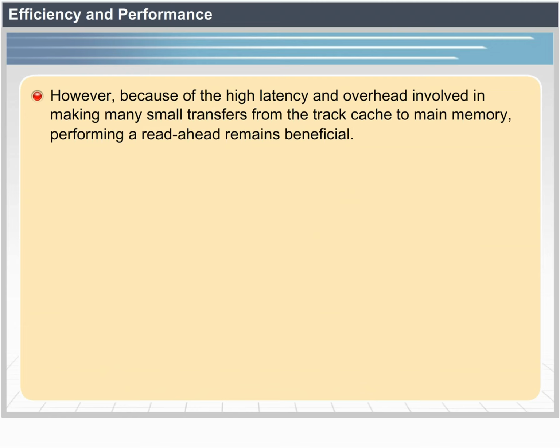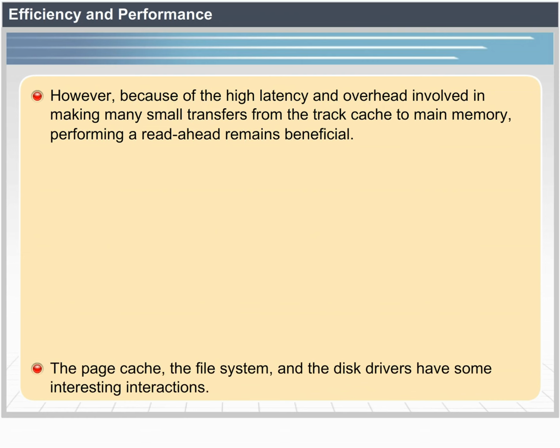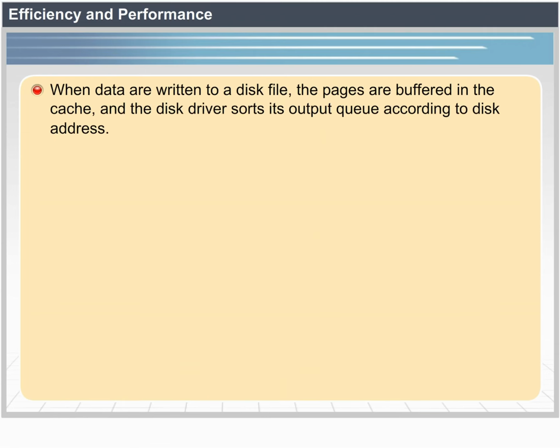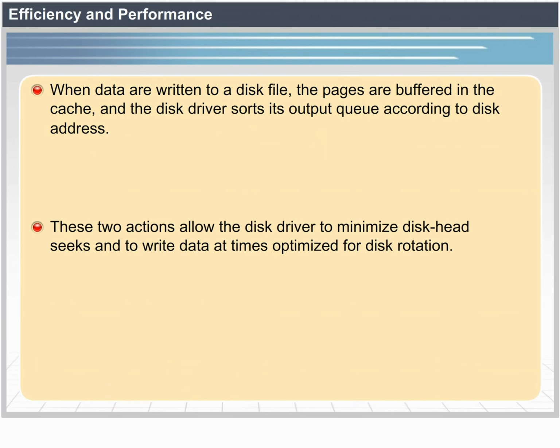The page cache, the file system, and the disk drivers have some interesting interactions. When data are written to a disk file, the pages are buffered in the cache and the disk driver sorts its output queue according to the disk address. These two actions allow the disk driver to minimize disk-arm seeks and to write data at times optimized for disk rotation.